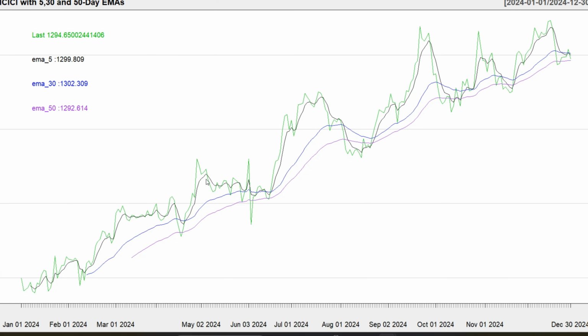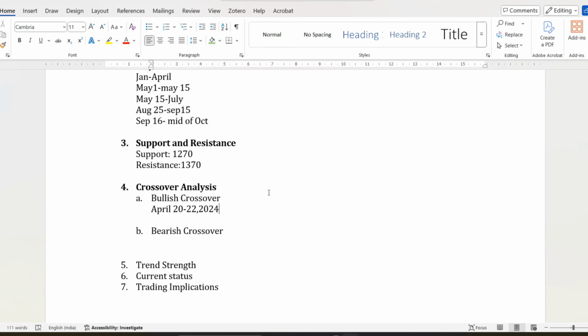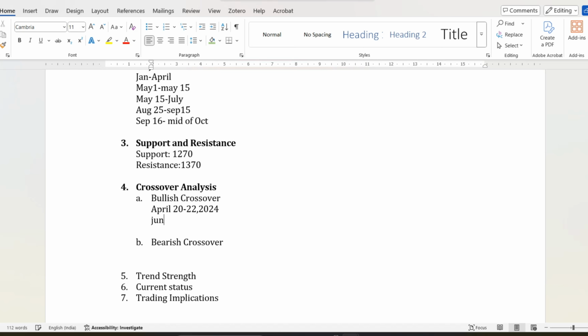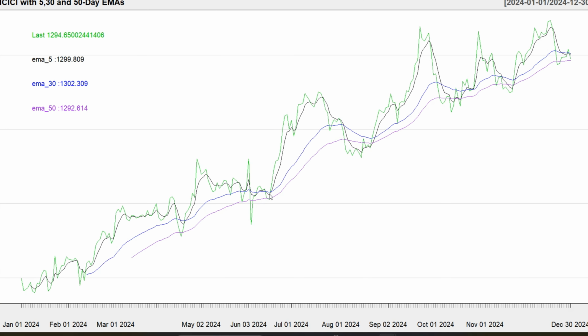Again, we'll track this short-term EMA again in the month of mid June. So I will mention June 15, 2024. Again, there is a bullish crossover. It intersects the medium-term EMA, that is the 30-day EMA, from down, and it moves upward. Again, you can see the spikes in the closing price green color line. That is again a bullish crossover.